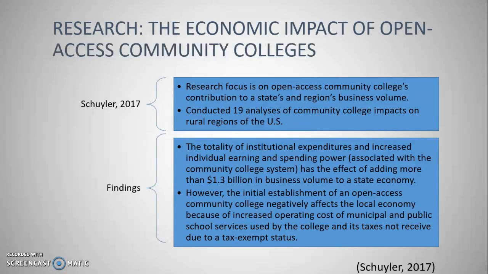The outlier of the research, however, is closely related to Crookston and Hooks, with the impact not necessarily impacting the economy during its initial establishment. What Schuler found was that the initial establishment of an open access community college in a region negatively affects the local economy at first, because of increased operating costs of municipal and public school services used by the college, and its taxes are not received because of its tax-exempt status. However, over time, as the institution becomes established, the positive economic impacts quickly outweigh the initial impacts, and at that point, the long-term benefits begin to kick in.